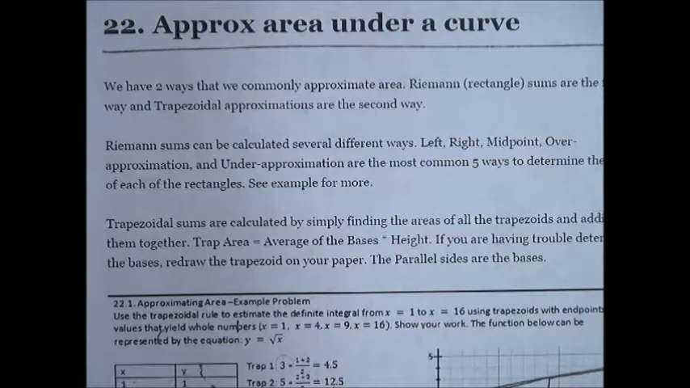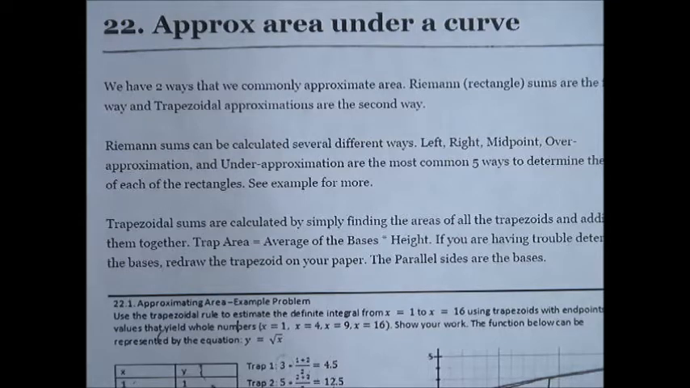Section 22, approximating the area under a curve. So we do this two ways. One way we use trapezoids, and one way we use rectangles. Rectangles is called Riemann sums. Trapezoid is called trapezoidal. They could have called it rectangle sums, but some guy figured this out, so we call it Riemann sums.